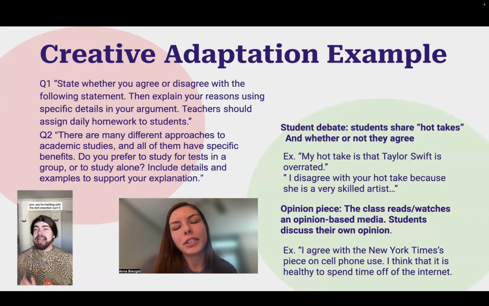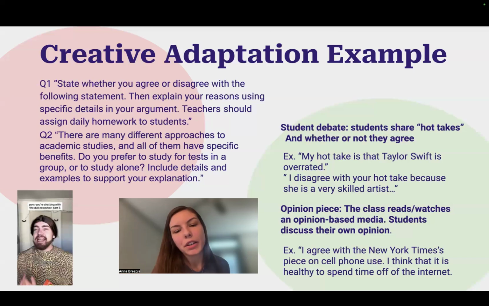So I basically want to look at these materials. What skills do these questions require the student to demonstrate? If we look at Q1 first, well, first of all, there's agreeing or disagreeing with the statement. So there's an opinion, and then explain using specific details in your argument. Okay, so you have to state your opinion and you have to back it up with specific reasons.